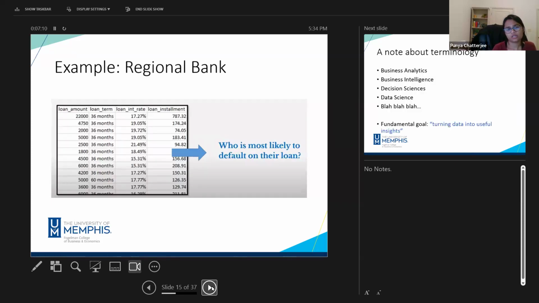Here is another example. Let's say there is a regional bank and they are trying to decide whether they're going to offer loans to an existing customer or not. They have all this data, and based on that, they can predict whether this person is going to default on their loan or not. If they predict that there's a very high probability that they will default on their loan, then they might not offer the loan. So this is just three of countless examples of how business analytics is used in everyday life.